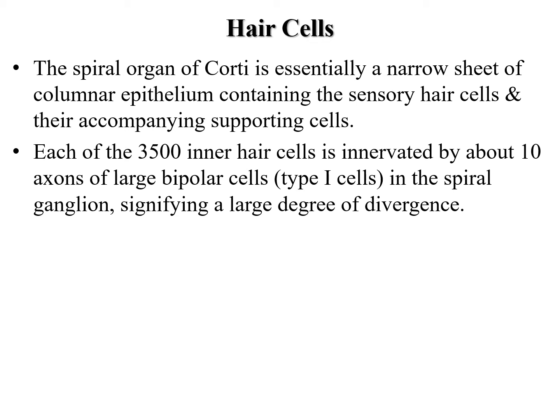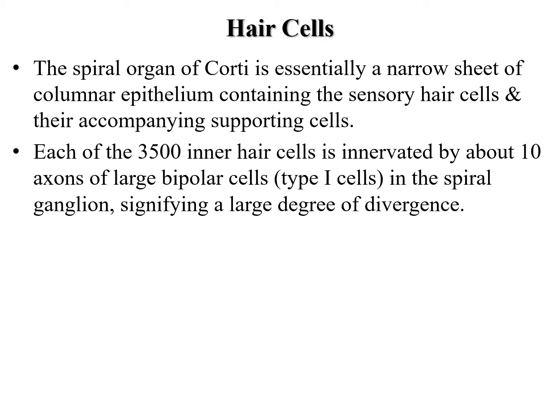Now again, let's recap. The spiral ganglion is the sensory ganglion from which the processes arborize at the bases of the hair cells. 90 to 95% are arborizing at the bases of the inner hair cells, while only 5 to 10% arborize at the bases of the outer hair cells.